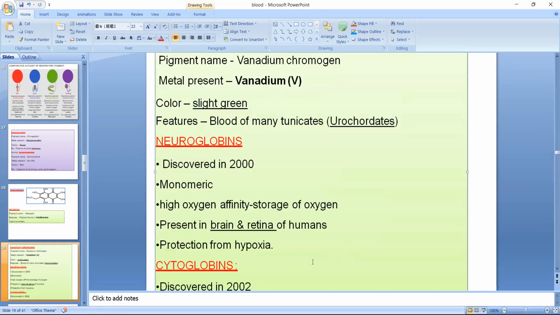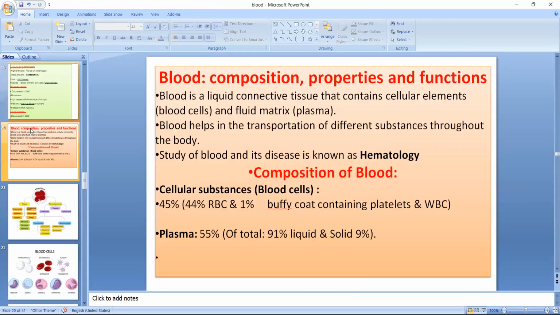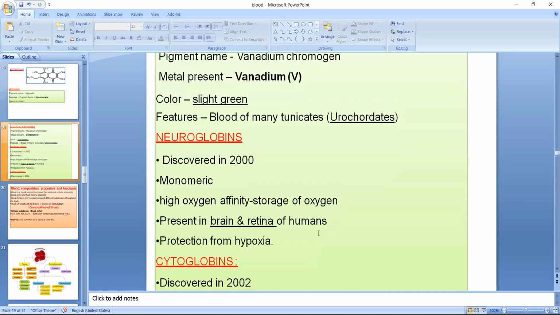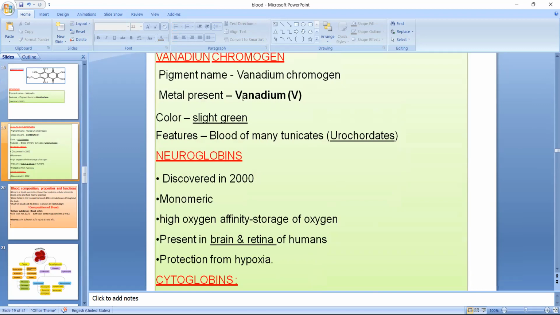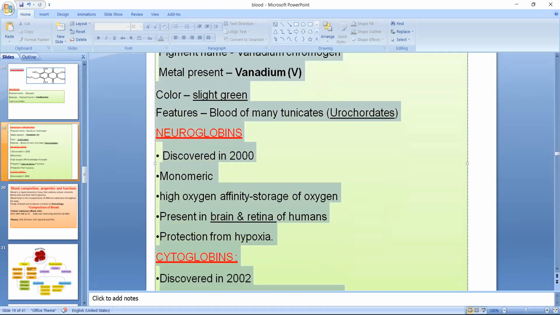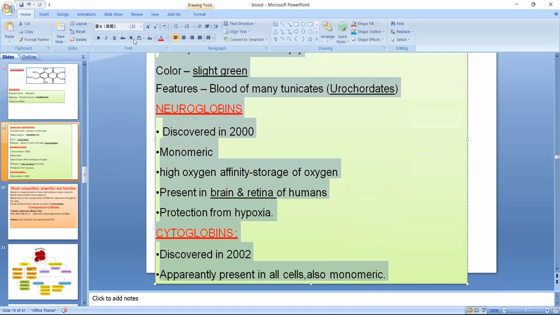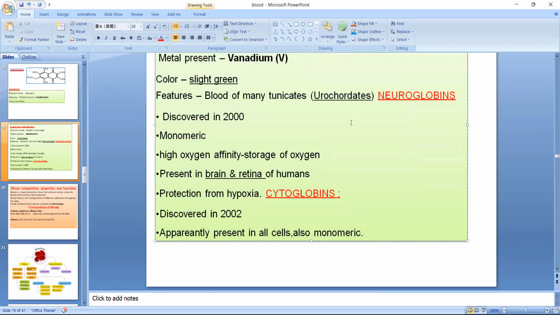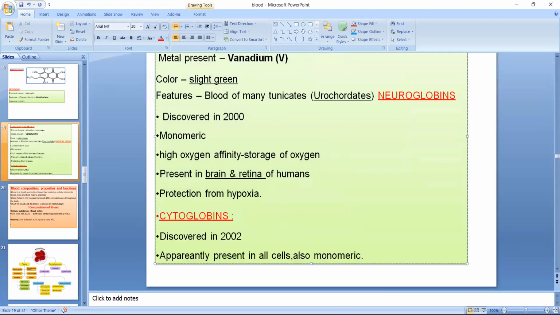And cytoglobins are also believed to be present in all cells of our body, but presently they are believing that they may store the oxygen, but still they have to be studied well. Okay, so that is about the respiratory pigments.